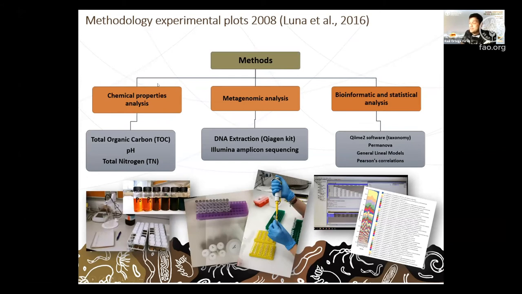The chemical properties analyzed in this work were total organic carbon, pH, and total nitrogen, and the bacterial taxa were determined by metagenomic analysis. We extracted the DNA of the bacteria using a QIAGEN commercial kit, and the amplicons were later sequenced using the Illumina sequencing platform. Bioinformatic analyses were carried out with the software QIIME 2, and statistical analysis included PERMANOVA, general linear models, and Pearson correlation coefficients.